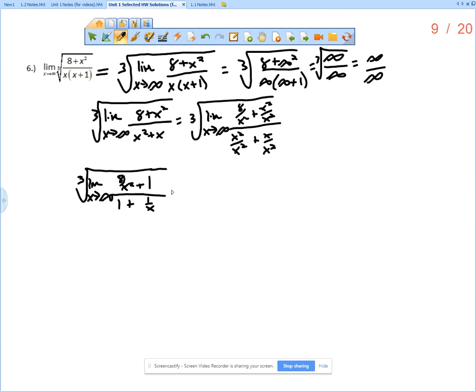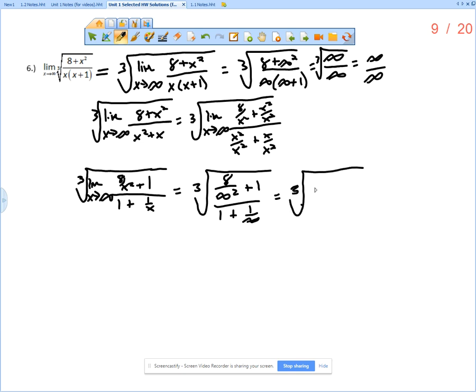So now I'm ready to reevaluate with x equals infinity. So the cube root of, if I put infinity there, I get 8 over infinity squared plus 1 divided by 1 plus 1 over infinity. Now remember, a finite, non-zero value divided by an infinite value tends to 0. So I have 0 plus 1 over 1 plus 0. And so I get 1 over 1, and the cube root of 1 over 1 is 1.